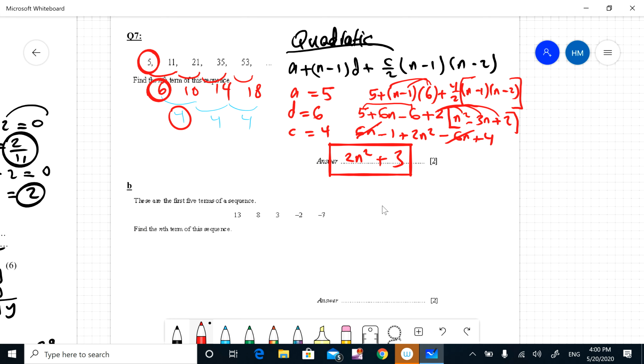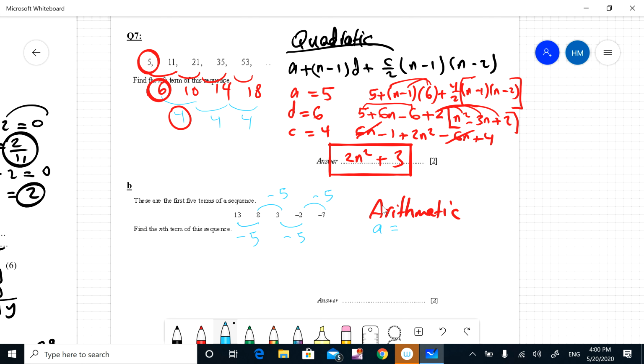If you look at B, it's an arithmetic sequence. Why? Because we have a common difference. 8 minus 13 is negative 5. 3 minus 8 is negative 5. Negative 2 minus 3 is negative 5. Negative 7 minus 2, it's negative 7 plus 2, which is negative 5.